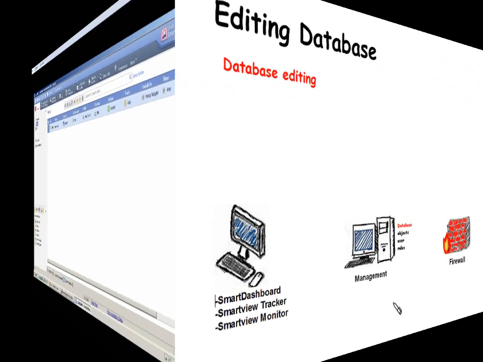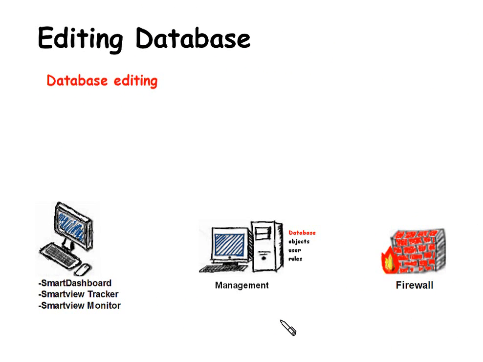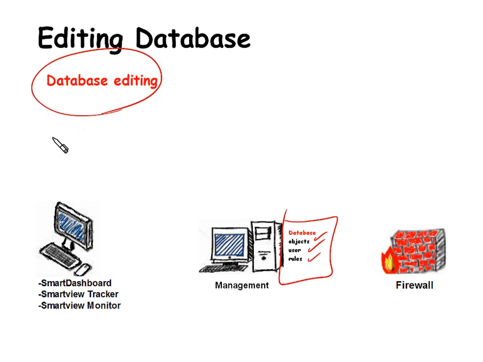Okay, now let's talk about editing the database. As mentioned, the database sits on the management station. You have the objects database, the users database, and the rule-based database. So how do you edit these databases? Well, number one is you use Smart Dashboard. And Smart Dashboard is your primary method of editing the database.